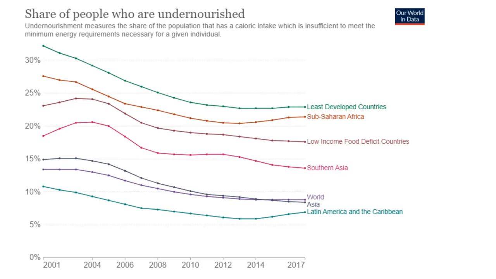And then with this, you can see over time, we have had a reduction in the percentage of undernourished people. But again, you can still see it's not the same throughout the world. We've got different places that are going to have much more access to food compared to others.